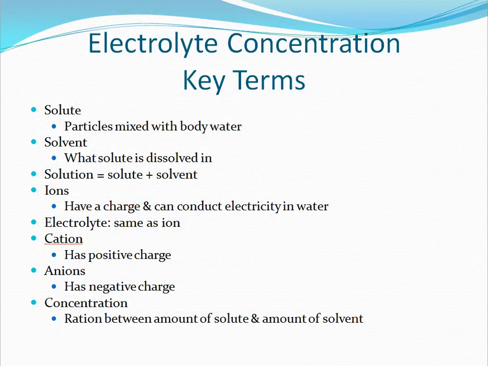Ions are particles that carry a charge and can conduct electricity in water. Electrolytes are the same as an ion. Cations, these are particles or ions that carry a positive charge. Anions are particles that carry a negative charge. Concentration refers to the ratio between the amount of solute and the amount of solvent.